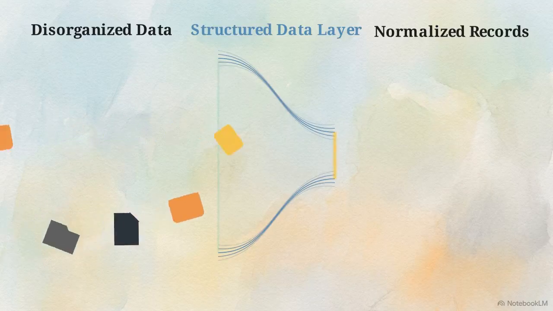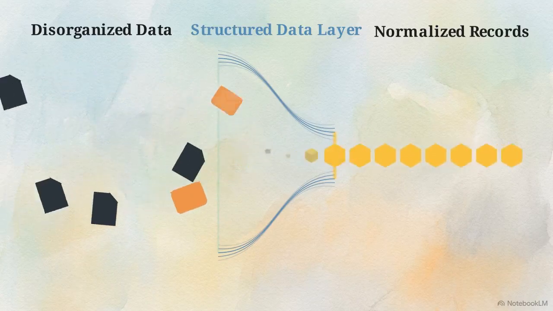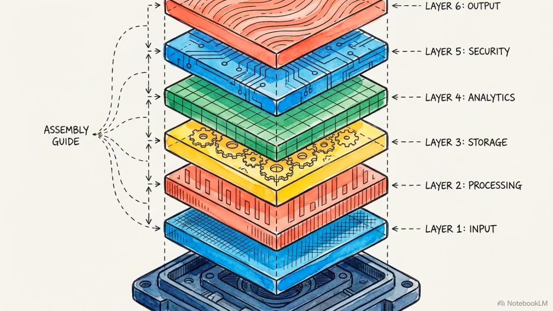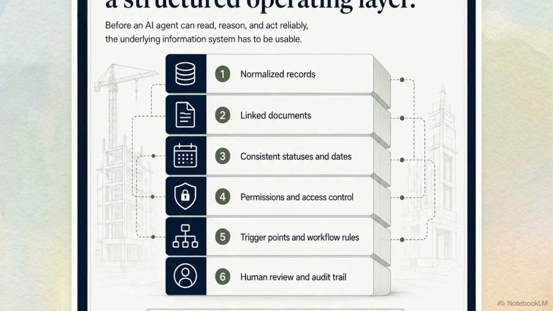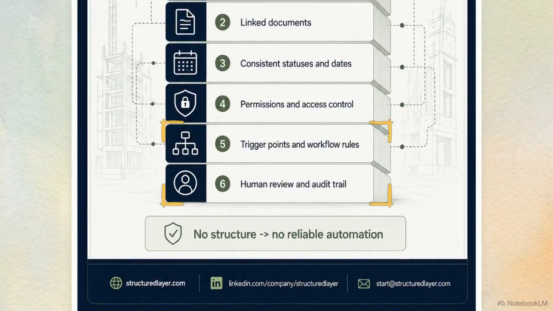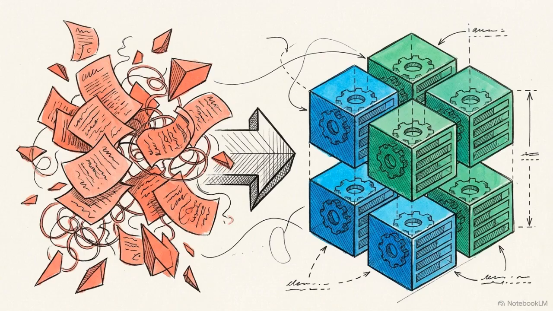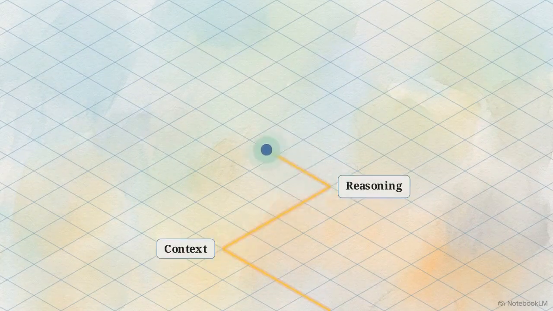Once the access boundary is established, the raw data needs to be translated into machine-readable context. The underlying information system has to be built into a usable stack. This diagram maps the structured operating layer. Layer 1 normalizes records. Layer 2 links related documents. Layers 3 and 4 enforce strict permissions. Finally, layers 5 and 6 add workflow triggers and a human review trail to safely govern behavior. This entire 6-layer structure serves as a translator. It takes chaotic human workflows and converts them into a rigid, deterministic environment where a language model can operate safely.